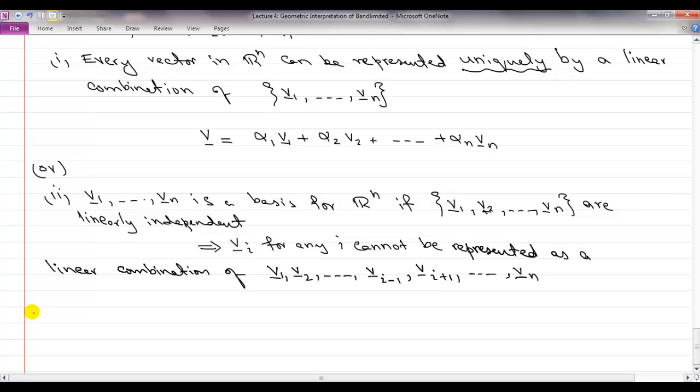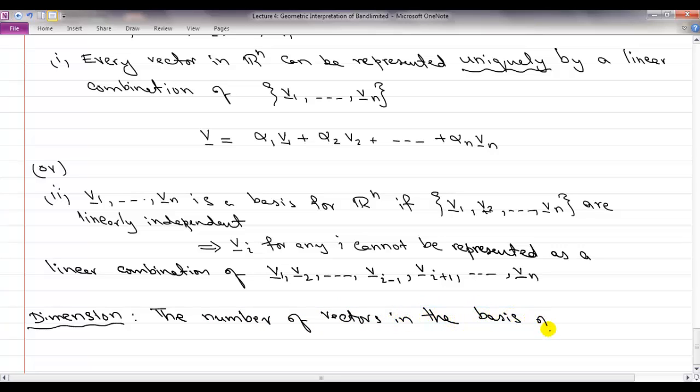And when you have a basis, the dimension in Rn is defined as the number of vectors in the basis of Rn is called its dimension. This is a unique number, and of course we know that in Rn the number of basis elements you need is n, so Rn is an n-dimensional space. That's the term we use.